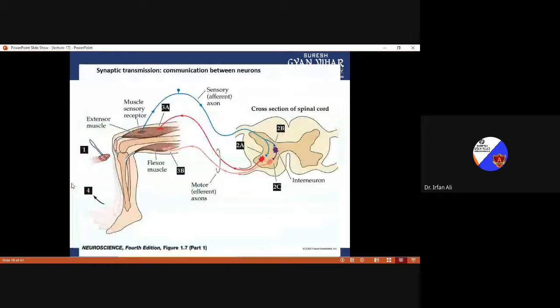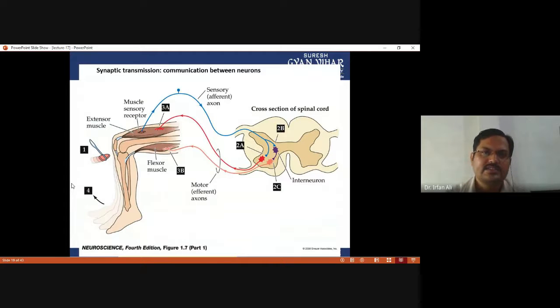As you can see in this figure, this is synaptic transmission, the communication between neurons. There is a muscle sensory receptor, and the information is transferred through the sensory afferent axon, and this goes into the spinal cord. There is a presynaptic neuron and a postsynaptic neuron, and the small gap between the presynaptic and postsynaptic neuron is called the synapse. So this is the path of nerve impulse conduction.